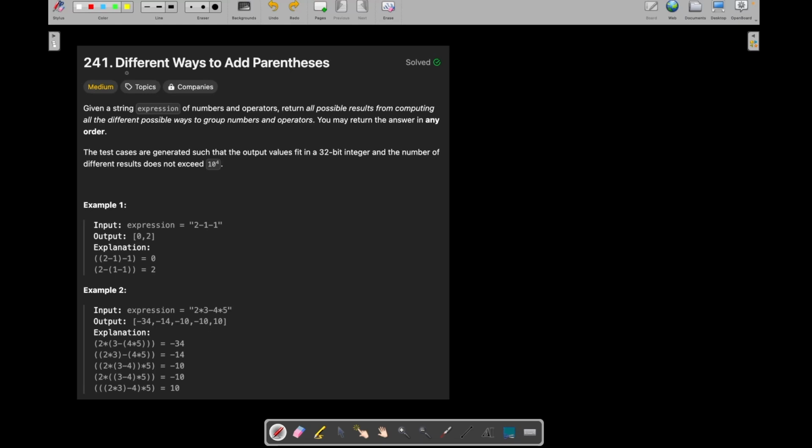Today we will be solving the Leetcode daily challenge, which is Different Ways to Add Parentheses. Okay, so let's see what this question is and how we can solve it.